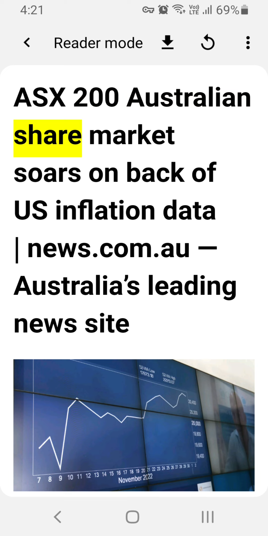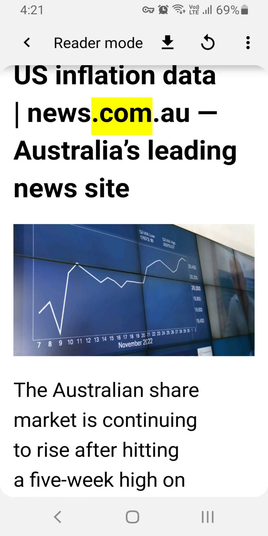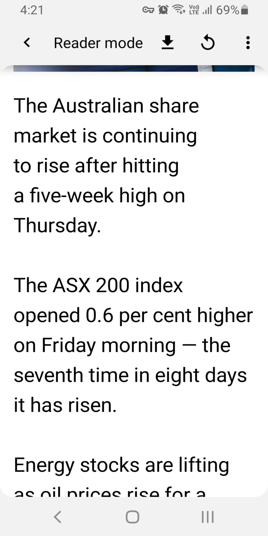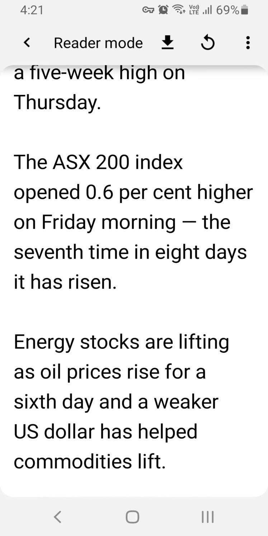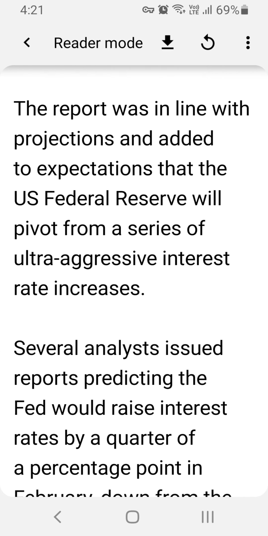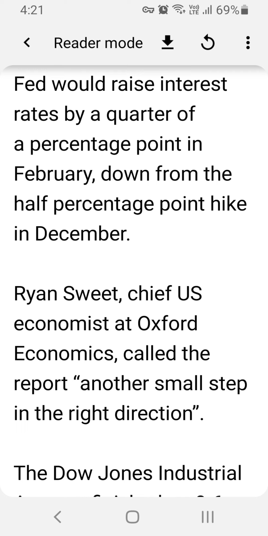ASX 200 Australian share market soars on back of US inflation data, news.com.au, Australia's leading news site. The Australian share market is continuing to rise after hitting a 5-week high on Thursday. The ASX 200 index opened 0.6% higher on Friday morning, the seventh time in 8 days it has risen. Energy stocks are lifting as oil prices rise for a sixth day, and a weaker US dollar has helped commodities lift. It's left the ASX 200 roughly 4% shy of a record high.